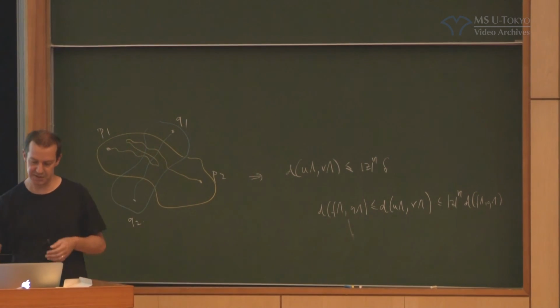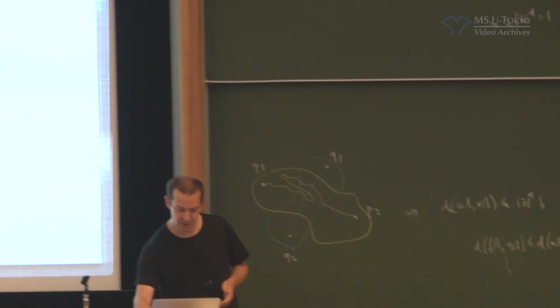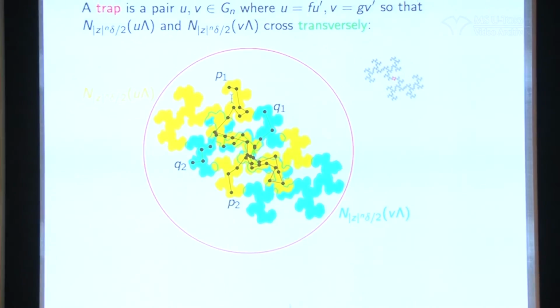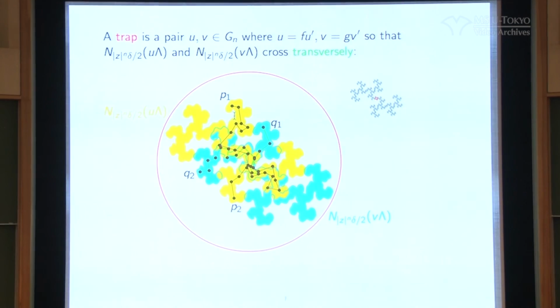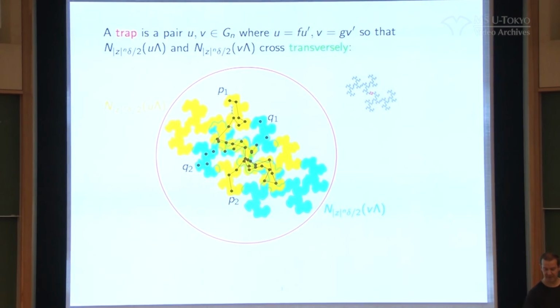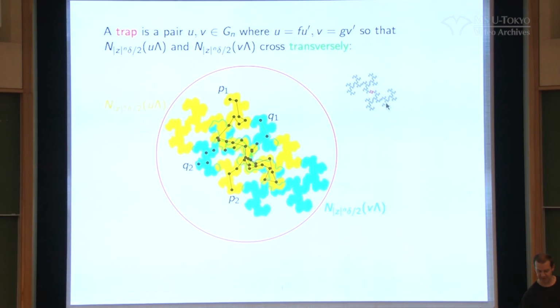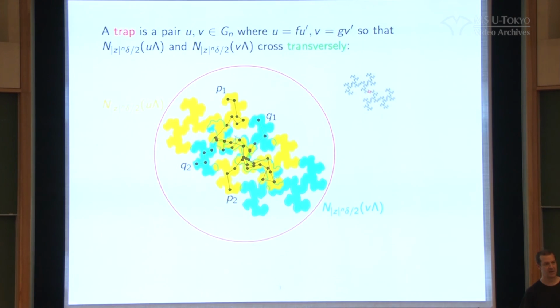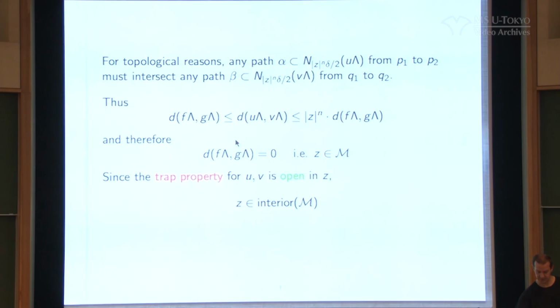So the point is that this property of having this trap is something which persists. It's an open condition in the parameter z. So when you can find a trap, a pair of words u and v, starting with f and g respectively, such that the translates of the limit set appear to cross in this transverse way, then you've certified that your point z is an interior point in M. So this is a topological way of finding interior points.